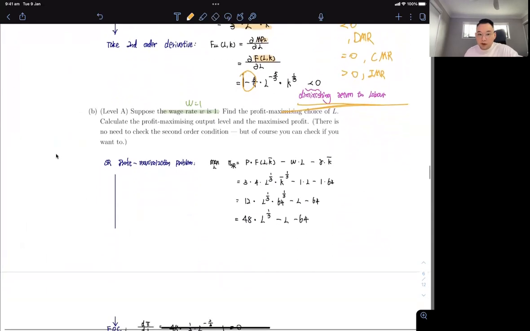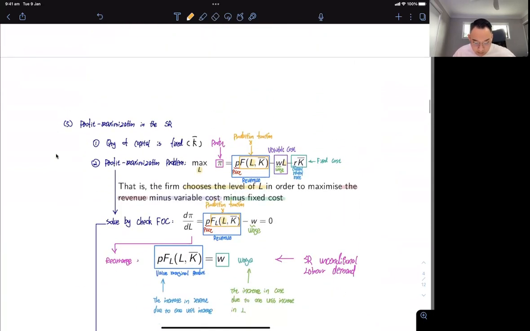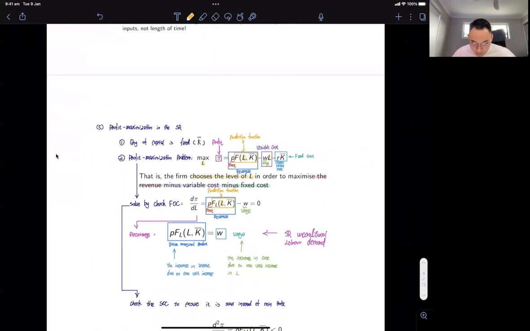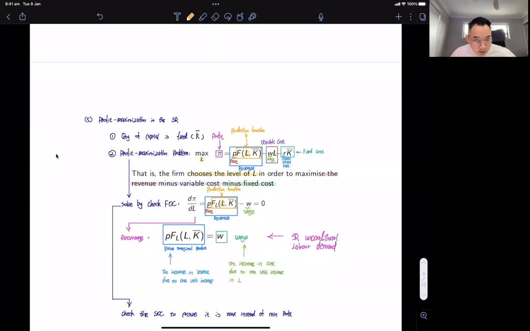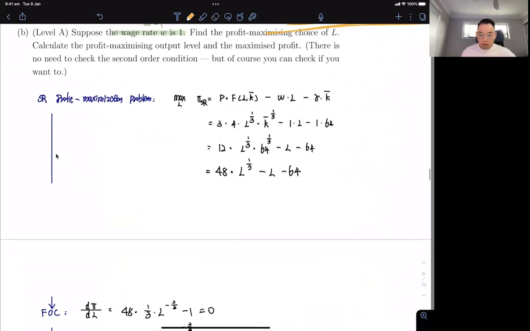That's question A. Question B: suppose that the wage rate W equals 1. Find the profit maximizing choice of L. That's pretty easy, because we already talked about how to find the profit maximization point in the short run. It's simply taking the first order condition and second order condition of the profit maximization problem. Let's write down the profit maximization problem first.